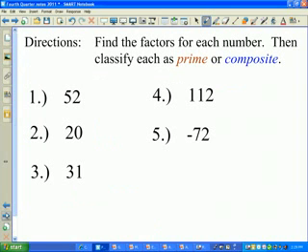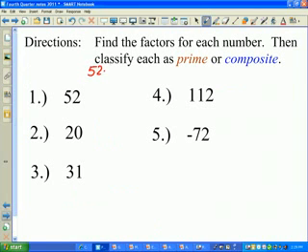So just to test out to make sure everybody knows what they're doing, we want to find the factors for each number, then classify each as prime or composite. So starting with number 1, the number 52. So what are my factors for 52?